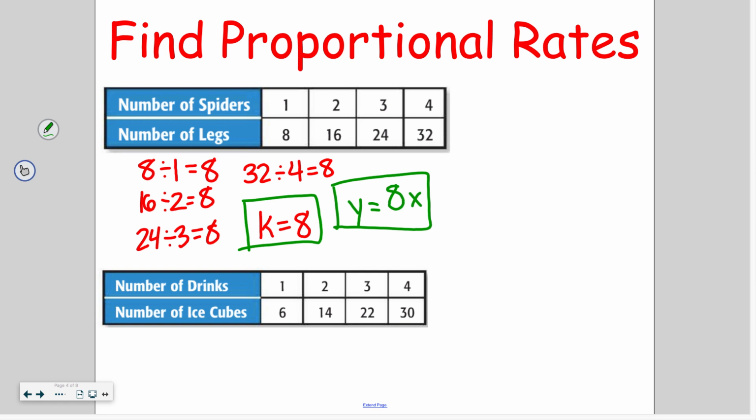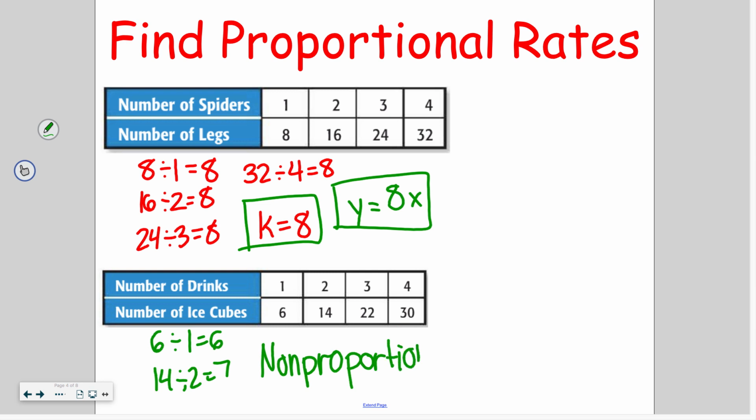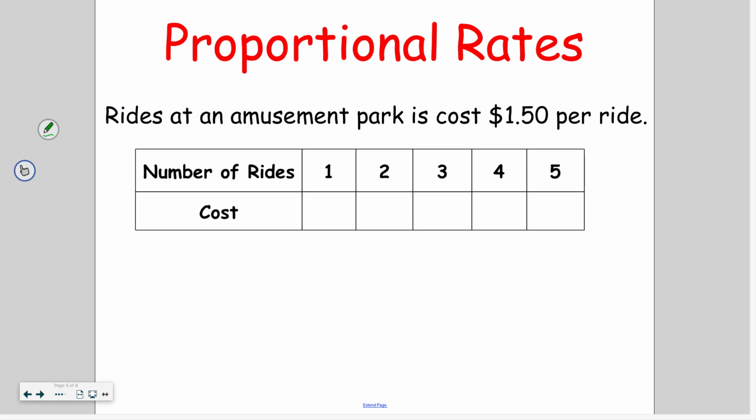If you're looking at the second one, we've got 6 divided by 1, which is 6, and 14 divided by 2, which is 7. So this shows a non-proportional relationship. Because it's non-proportional, we are not going to write an equation for that. That's something we're going to get into next year in algebra.